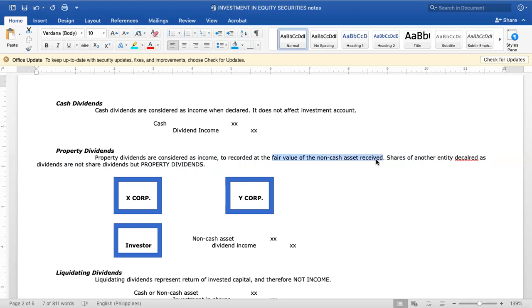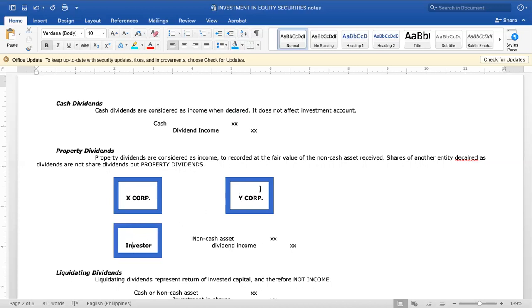So take note of this: shares of another entity declared as dividends are not share dividends but property dividends. So sige, let's have an illustration. Okay, we are the investor, we are a shareholder ni X Corporation. Si X Corporation, shareholder siya ni Y Corporation. So unsa gibuhat ani niya? Property dividends. Ang gihatag ni X Corp sa ato is ang iyang shares bahin niya kang Y.